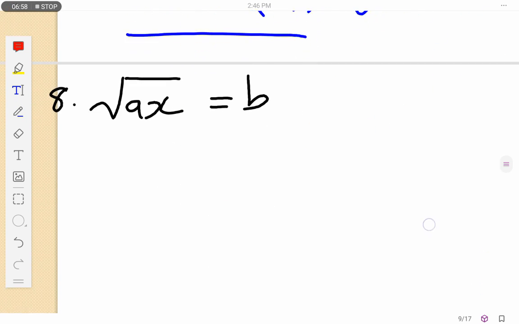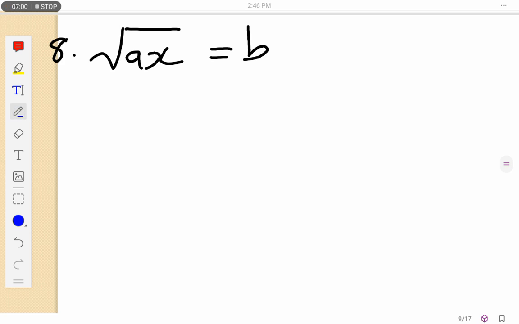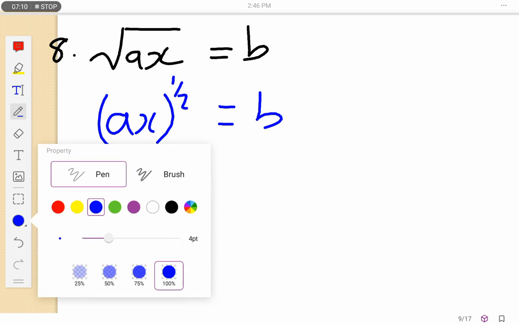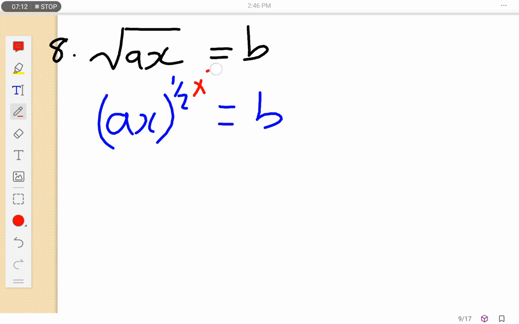Okay, last question. We have got the square root of ax, so it's the same as (ax) to the power of half is equal to ab. To remove our half, we multiply by 2 over 1, by 2 over 1. So this will cancel off with this and this with this. So we have ax is equal to b squared.